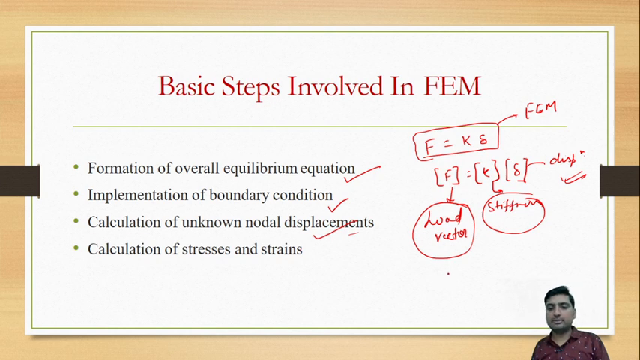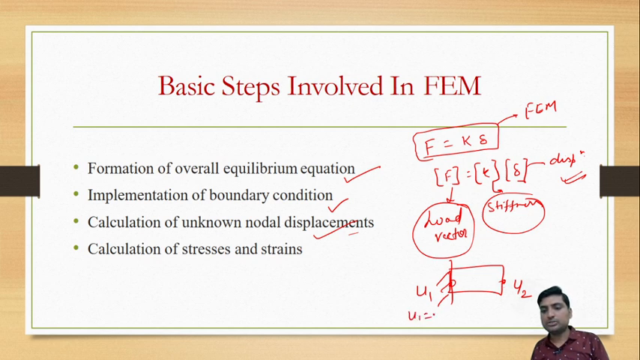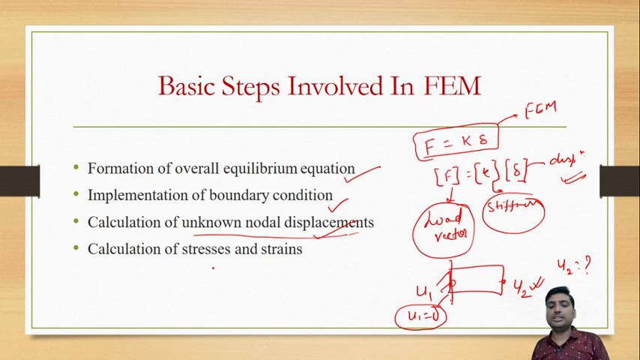So suppose we have two nodes here, node number 1, node number 2, a bar element. Let's take displacement here as U1 and displacement here as U2. If you apply the boundary condition here, you will get U1 is equal to 0 because this is a fixed end. If there is any fixed end, then automatically its displacement will be 0. So what is unknown? Unknown is U2. You need to find U2, that is the unknown nodal displacement, and then by using that displacement we can find stress and strain.